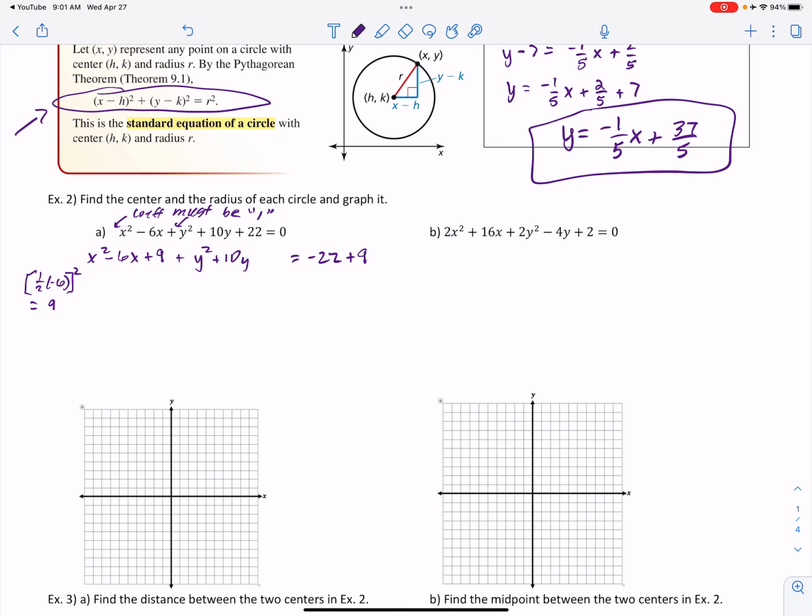Do the same thing for the y squared. 1/2 of the 10 is 5, and 5 squared is 25. So we add 25 to both sides.